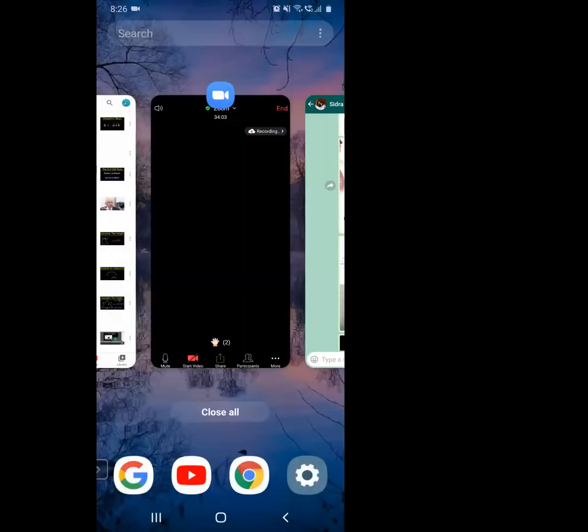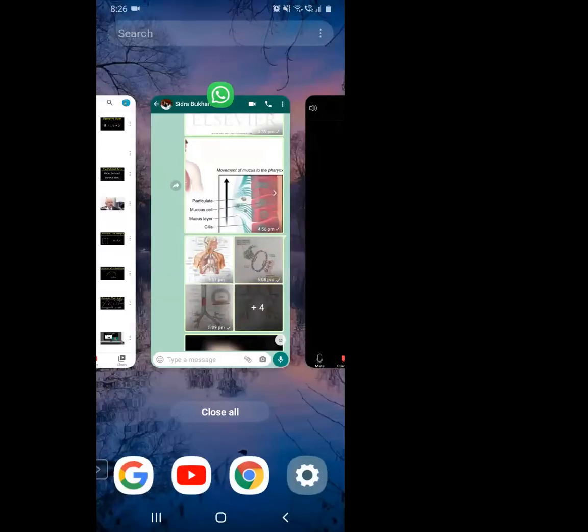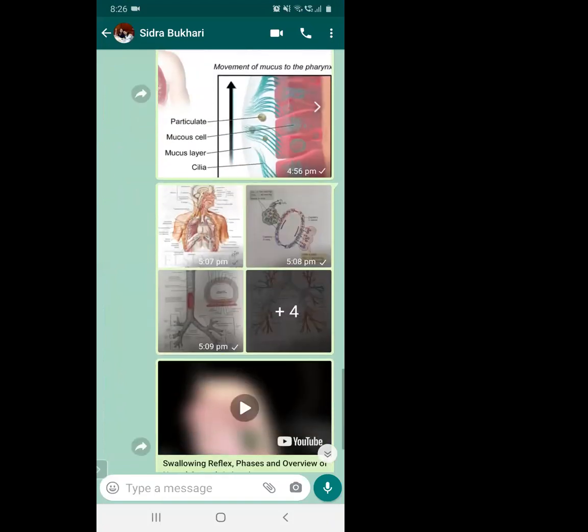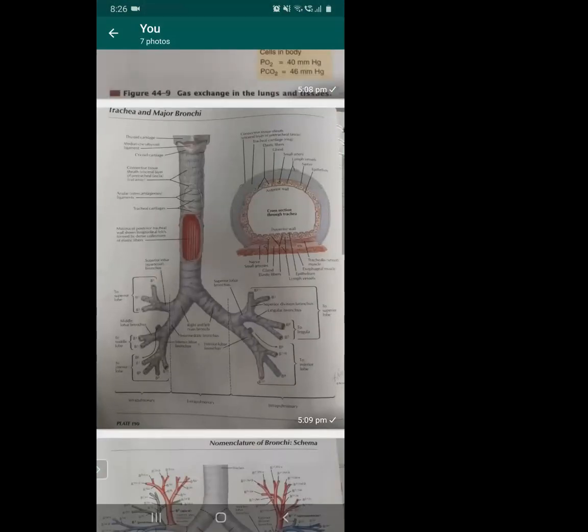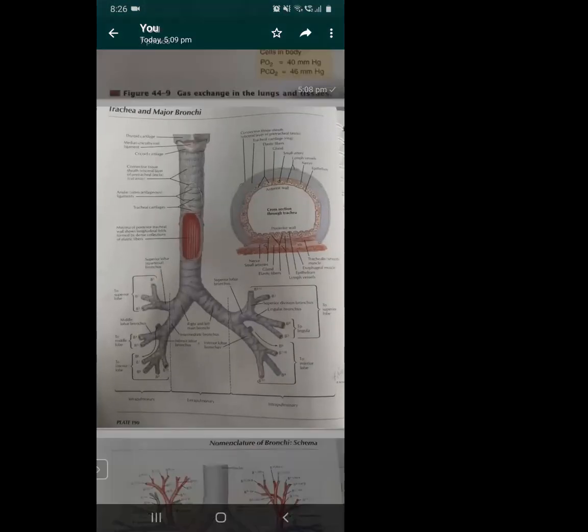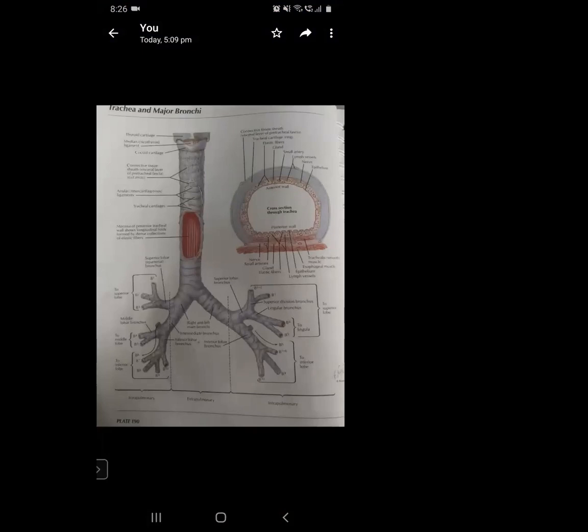Now let's move on to trachea. Now what does a trachea look like? Let me show you what a trachea looks like. This is a trachea. Okay, this is how trachea looks from the front. This is the front view.